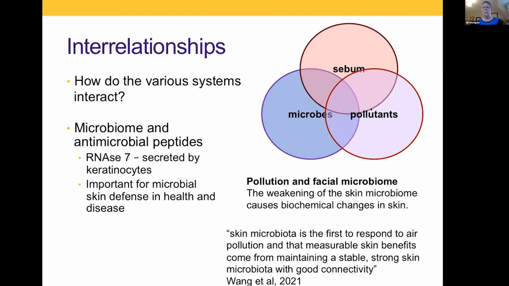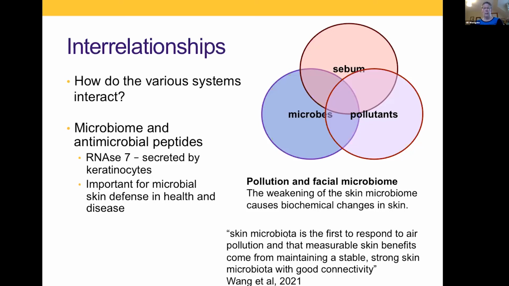So, you might think of sebum, microbes, and pollutants. What's the relationship? If you're measuring things on the skin, you might want to think about how they all interact. An example perhaps is the relationship between the microbiome and the skin's production of antimicrobial peptides. So RNase7 is secreted by keratinocytes, and it's important for microbial skin defense in both health and disease, and therefore can be used as a biomarker, and its expression is triggered by the interaction between the microbiome and the skin.